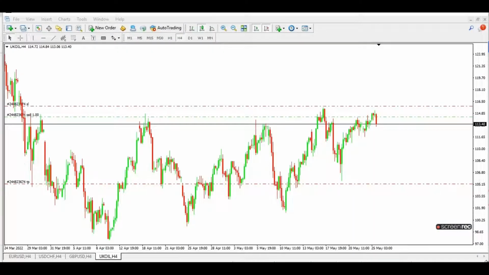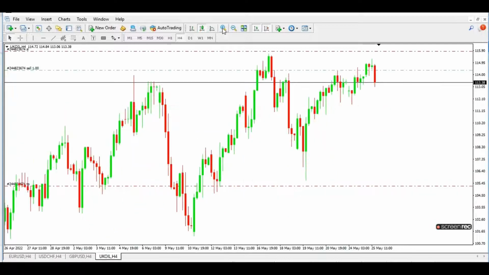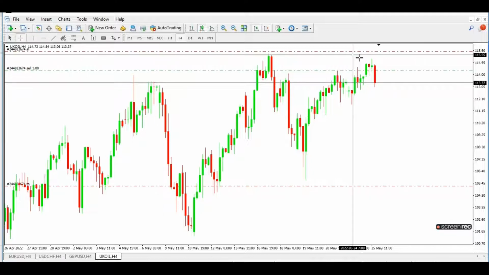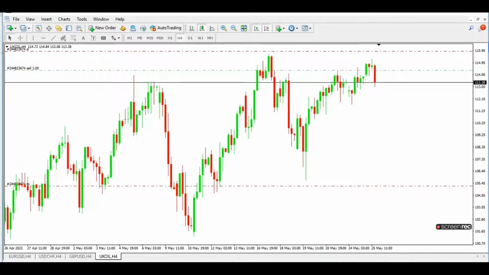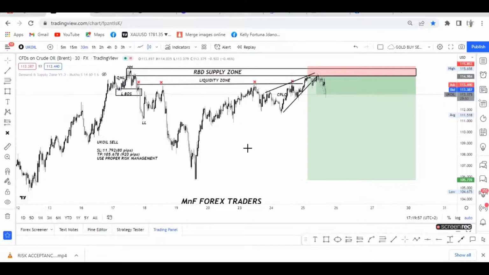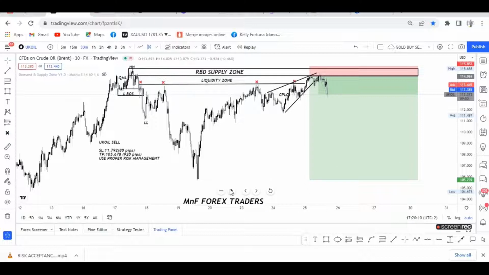Hi, this is the second update of the UK oil, the crude oil trade, the live trade that we took in the morning today. I just wanted to share with you guys the update. As you can see, the market has moved a fair bit since the last update. So far the market has dropped about 127 pips in our direction. This is how it's looking right now.